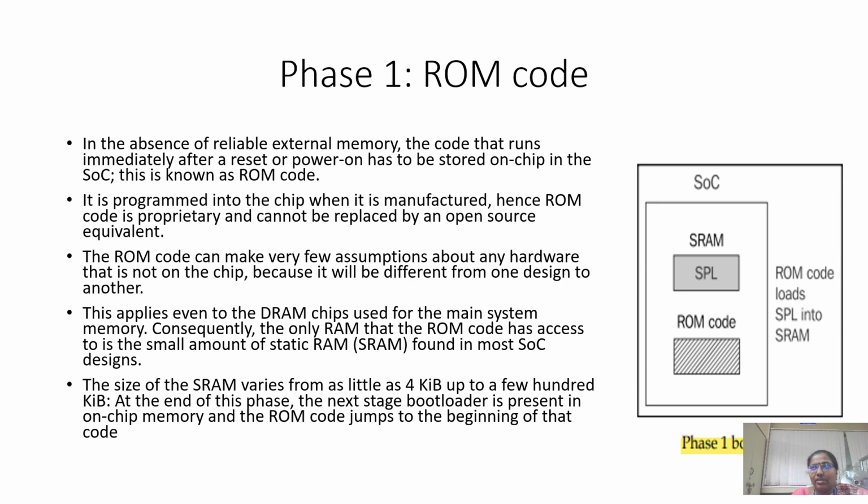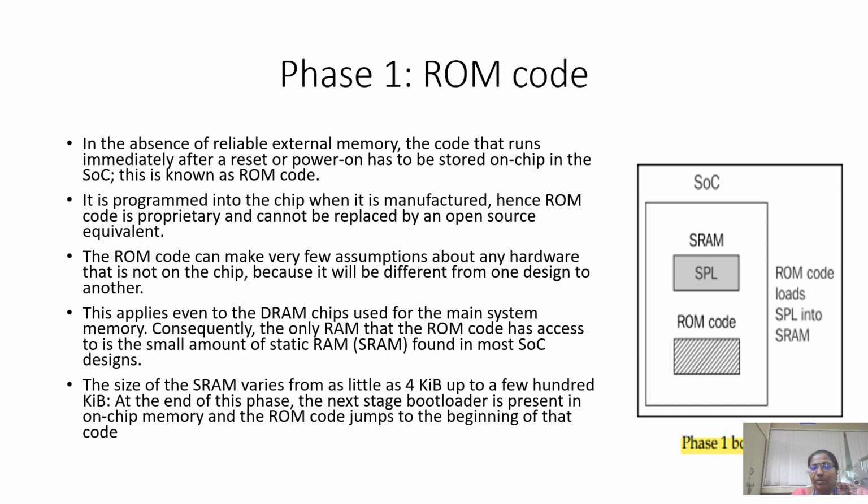That is known as the ROM code. It is programmed into the chip when it is manufactured. Hence the ROM code is proprietary and cannot be replaced by an open source equivalent. The ROM code can make very few assumptions about any hardware that is not on the chip, because it will be different from one design to another. This applies even to the DRAM chips used for the main system memory.